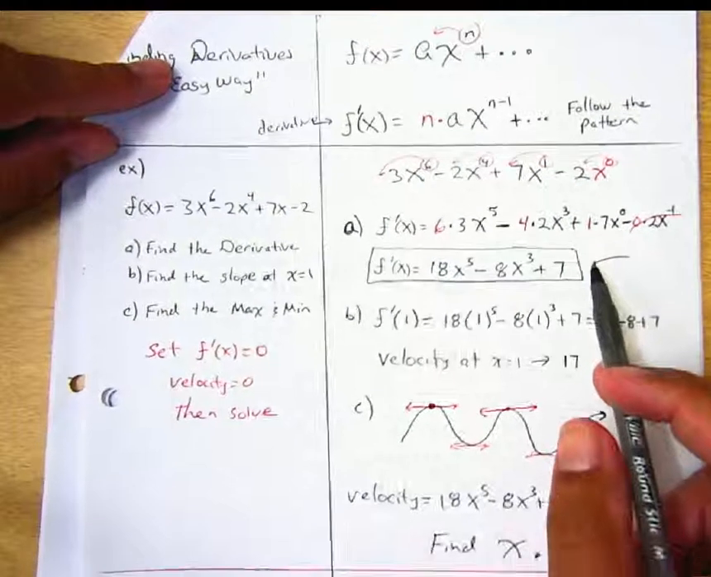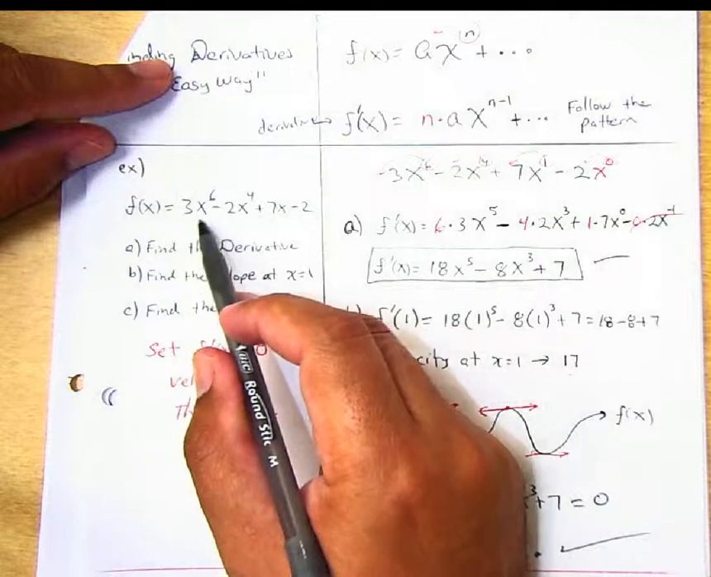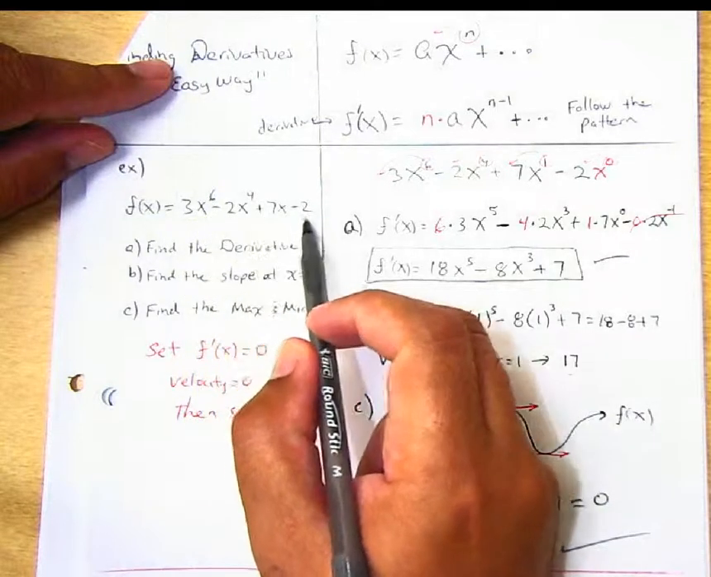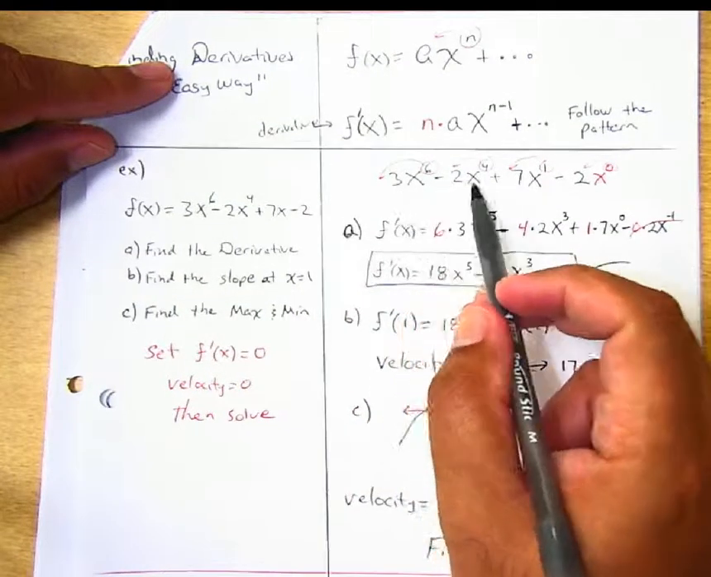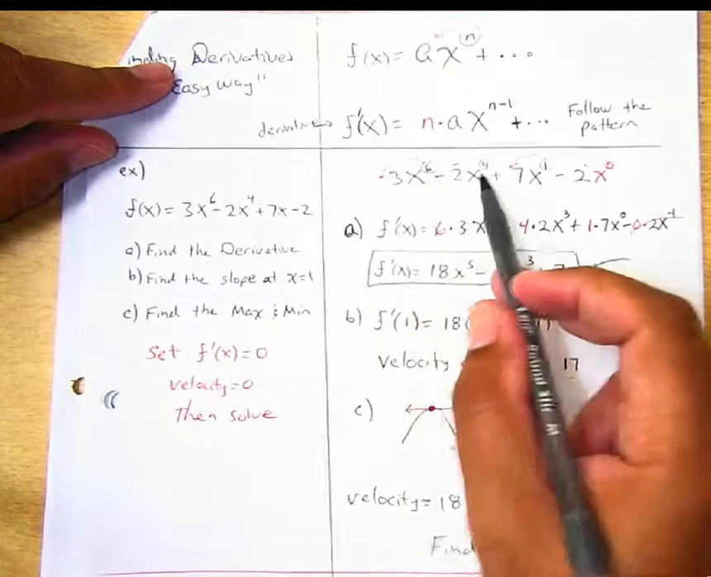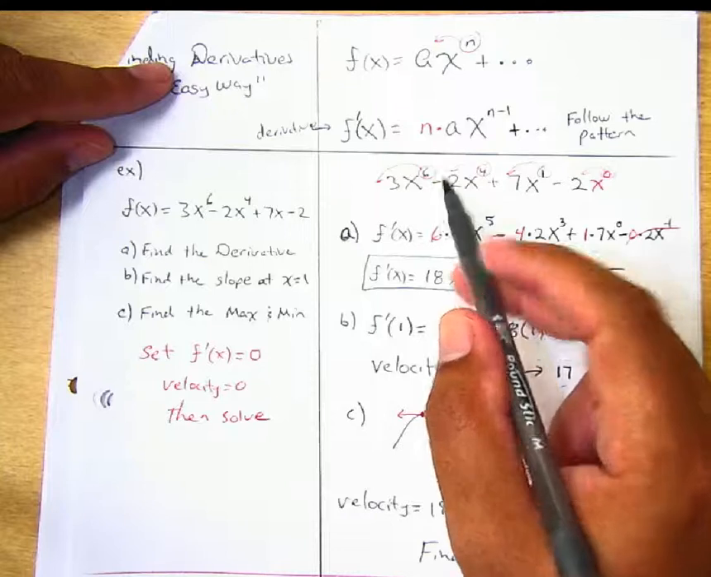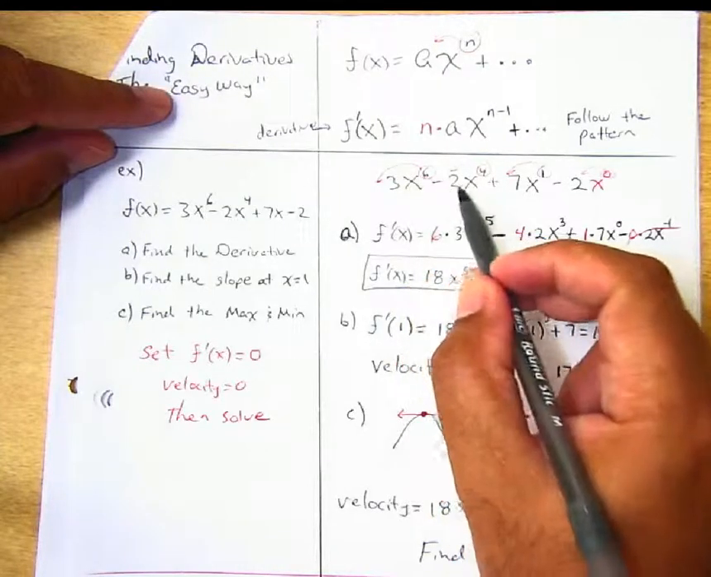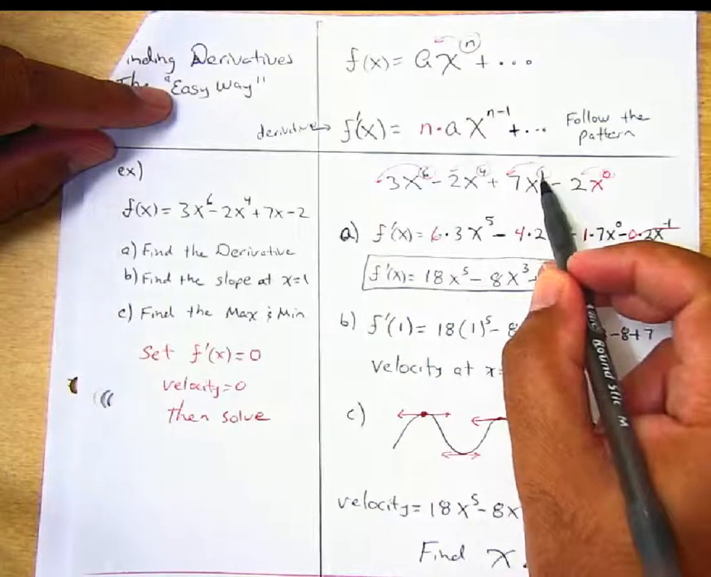Okay, so let's talk about this example here. f of x is equal to 3x to the 6 minus 2x to the 4th plus 7x minus 2. Since the key is working with the exponents, I'm going to rewrite each term in a way that I can see the exponents for every x. So we have 3x to the 6 minus 2x to the 4th plus 7x to the 1. Let's put a 1 there.